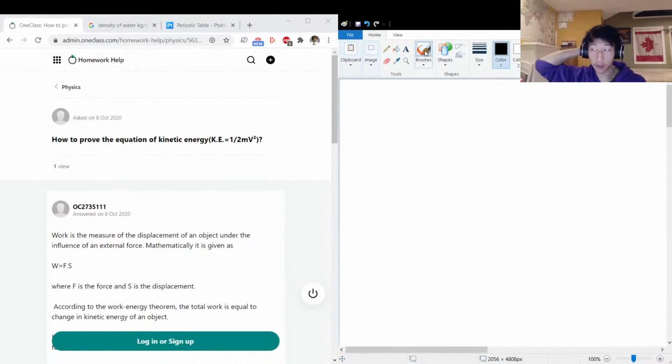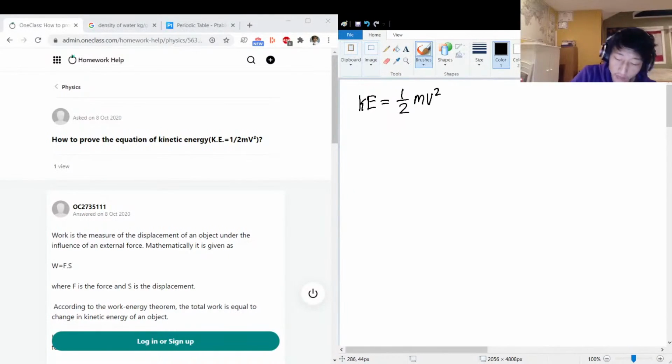Okay, so the next question that we got on the menu today is how do we prove the equation for kinetic energy, which is KE, kinetic energy, equals 1/2 mv squared. Okay, so we're going to try to prove this, and we're going to prove this with the equation for work.